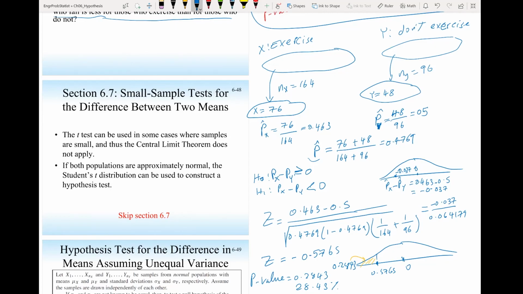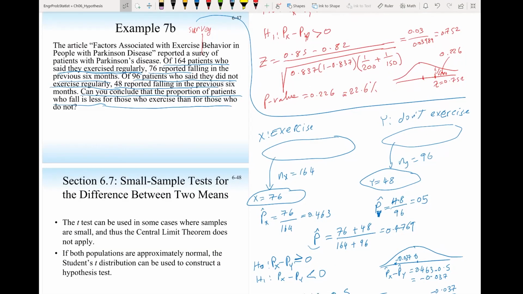Okay, these conclude section 6.6. Our next topic will be section 6.7, which is building a test hypothesis for the difference between two means when we have only small sample.